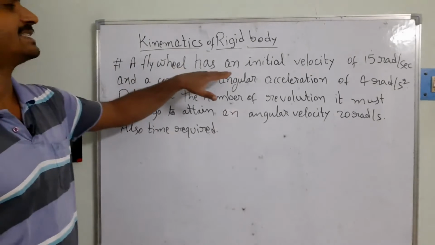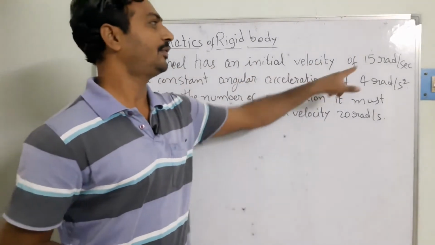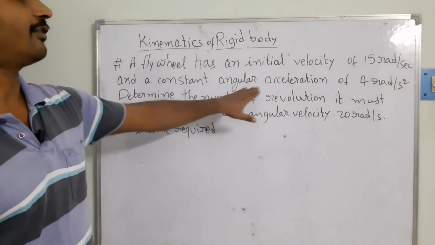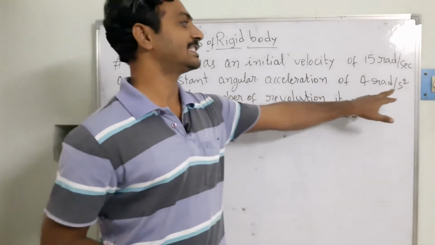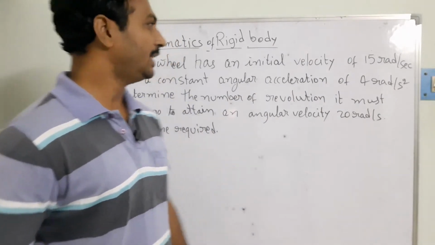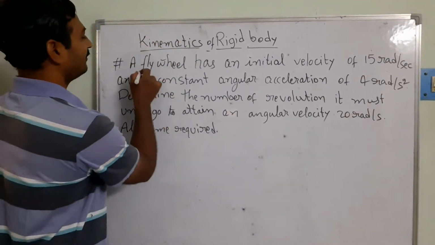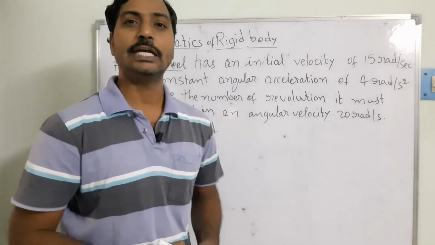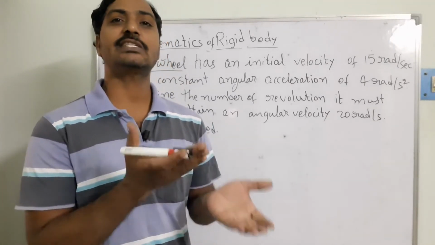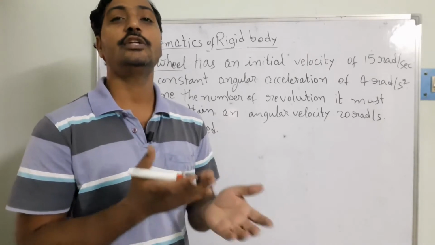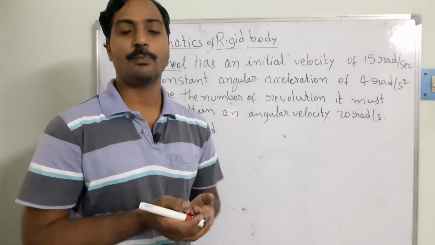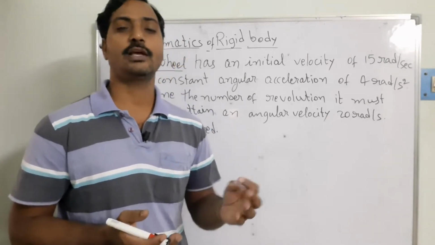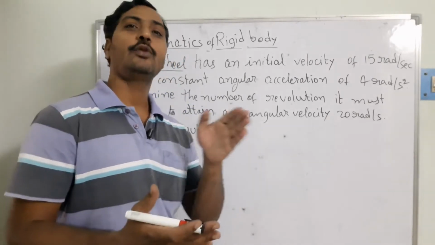A flywheel has an initial velocity of 15 radians per second and a constant angular acceleration of 4 radians per second square. So what is the flywheel here? The flywheel is most often used in our automobiles. When fluctuations come from the engine, it needs to reduce those fluctuations. In the power stroke only, the power is obtained, but in the remaining 3 strokes the power is required, and we need to supply it to the engine.